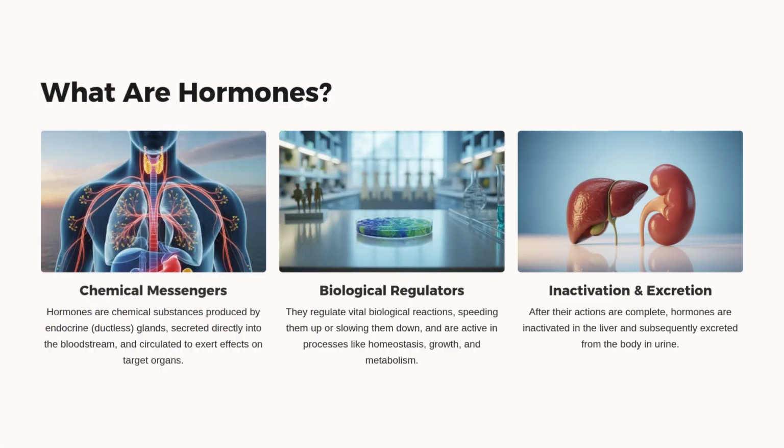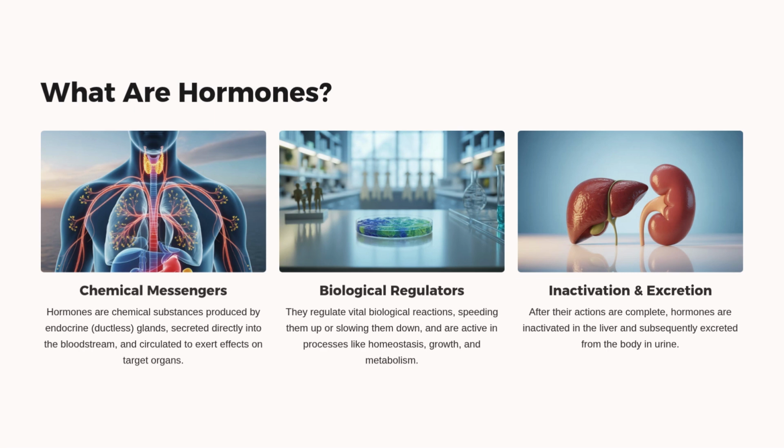Hormones are chemical substances produced by endocrine, ductless, glands, secreted directly into the bloodstream, and circulated to exert effects on target organs. Biological regulators. They regulate vital biological reactions, speeding them up or slowing them down, and are active in processes like homeostasis, growth, and metabolism.